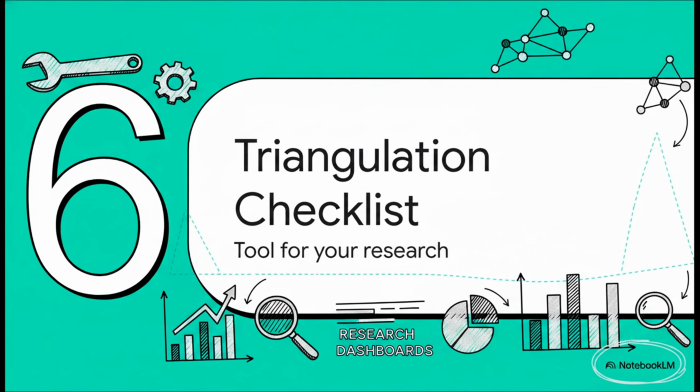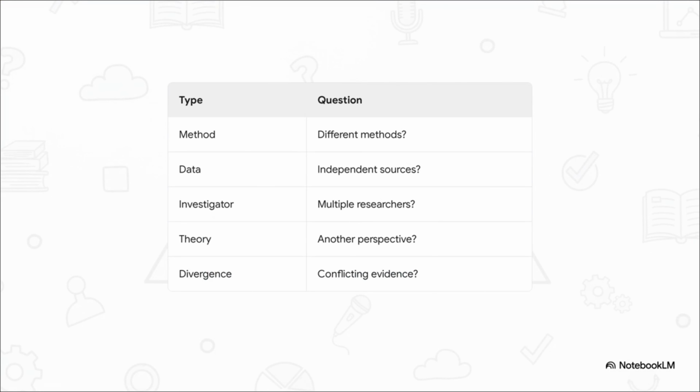All right, let's wrap this up with Section 6, the triangulation checklist. I highly recommend keeping this checklist handy when you're going through your own dashboard. I want you to ask these questions of every major finding in your study. For method, which different methods support this finding? For data, which independent sources confirm it? For investigator, did more than one researcher review and code it? For theory, can another theoretical perspective explain it? And finally, for divergence, what does the conflicting evidence actually reveal about the complexity of the situation?